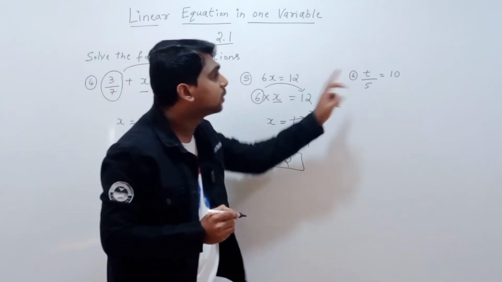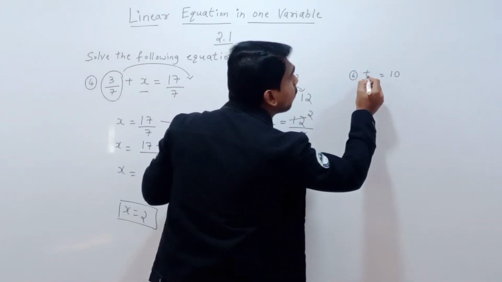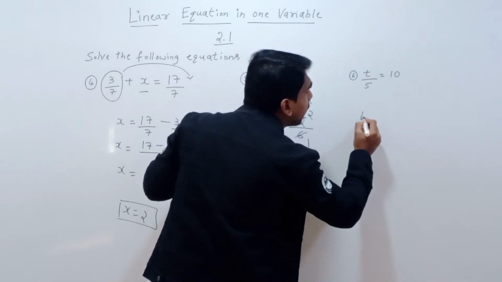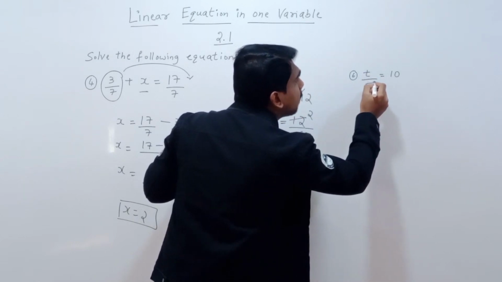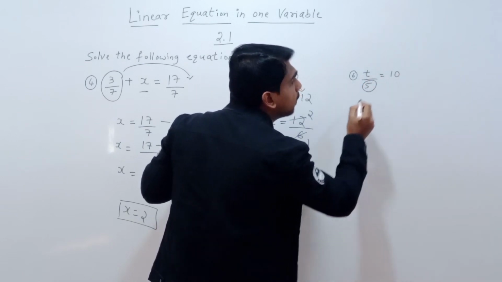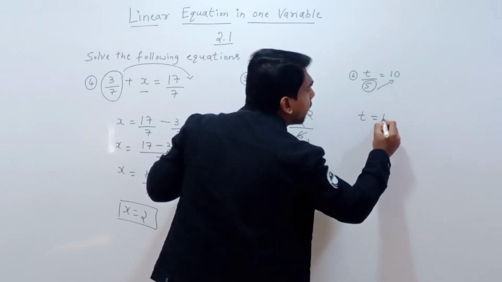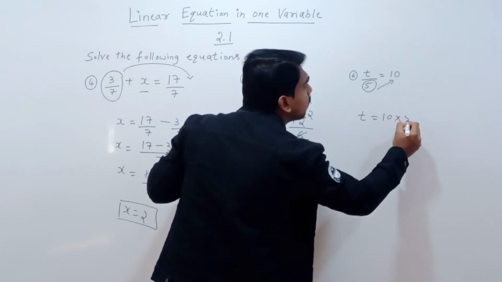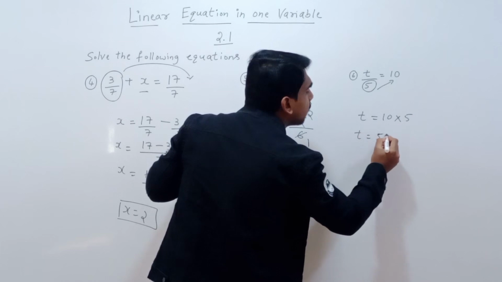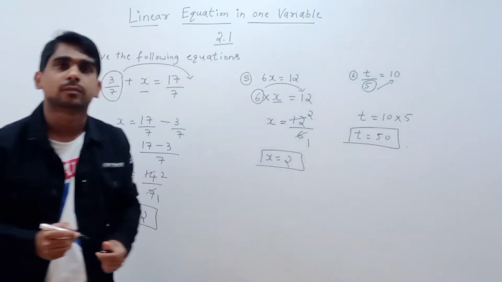Now, we will move on to the third question. Sorry, sixth question. Now, here we have to find the t value and the remaining we have to shift to the right side. Here it is divided by, so if it goes to the right side, it will become multiply. 10 into 5, 10 fives are 50. So the answer is t is equal to 50.